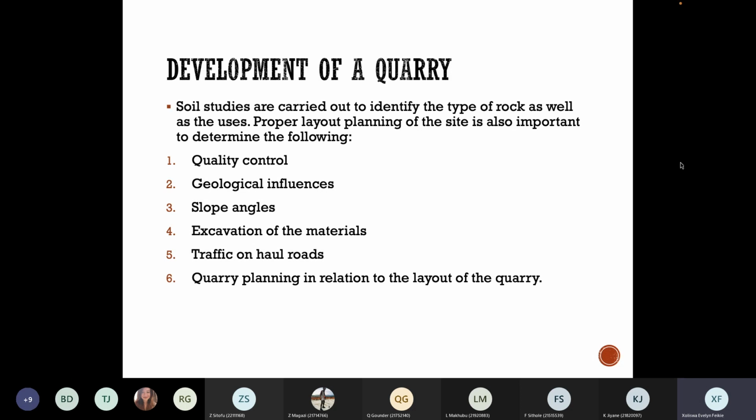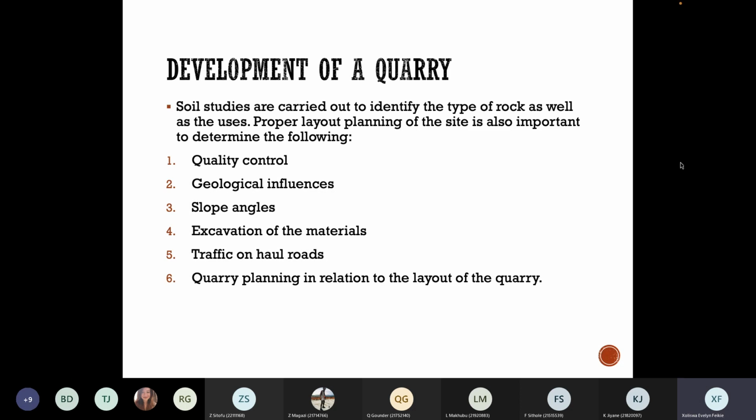If it's a 9.5, then it's a 19 because the 19 is too big. On top of it, you need to lay something else so that the road surface can be smooth, right? So they say proper layout planning of the site is also important to determine the following, right?